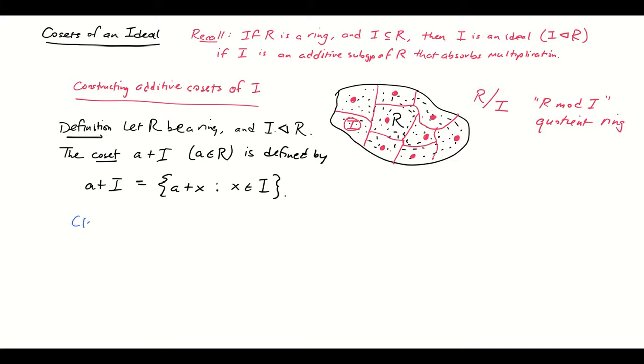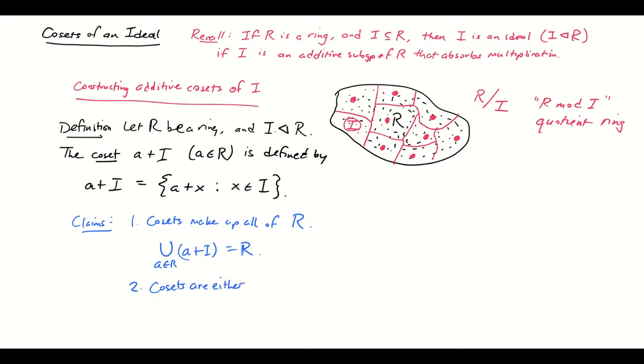All right, and I'm going to make two claims about this. First of all, these cosets, they make up all of the ring. In other words, the union over all a in R of the coset a + I, that union is the entire ring. And we're going to find that's not too hard to prove. Number two, cosets are either exactly the same or disjoint.